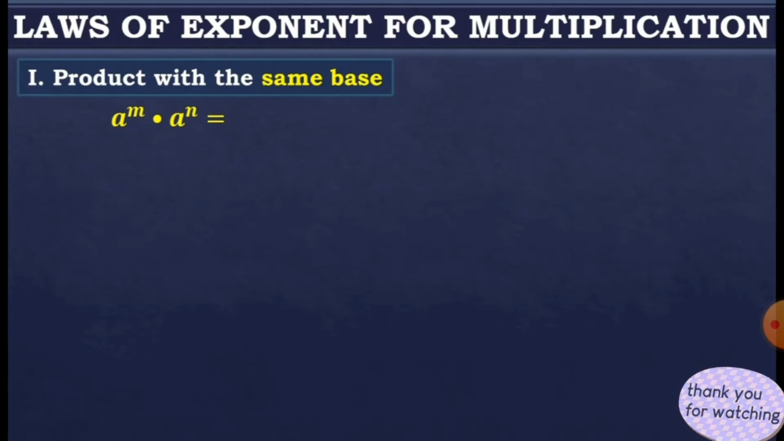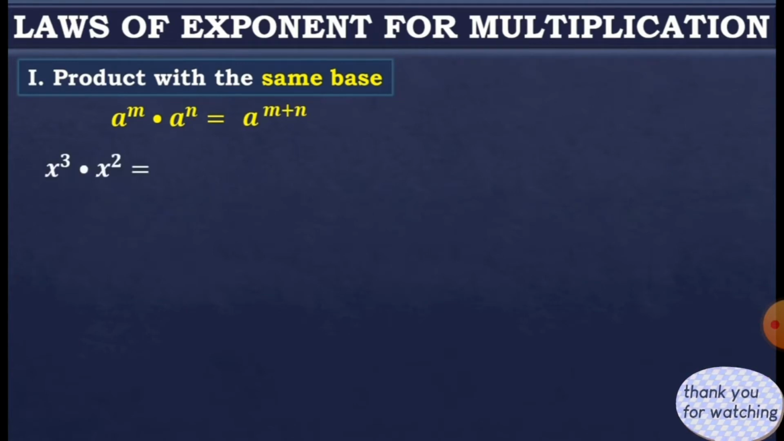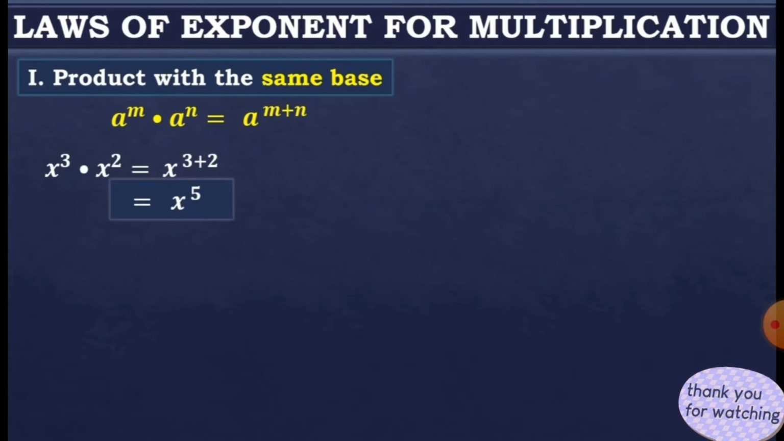Our base is A and our exponents are M and N. So write A, just copy A, and then you add all the exponents, M plus N. So it would look like this. That's the concept of the product law. So for example, we have x cubed times x squared. So again, you copy the base because they are common base, the same base, and then you add all the exponent. 3 plus 2 becomes x to the 5th power.